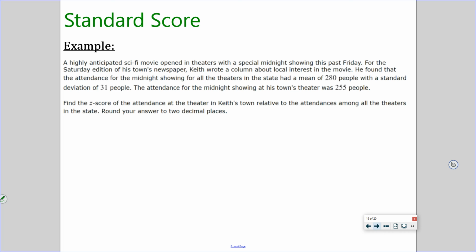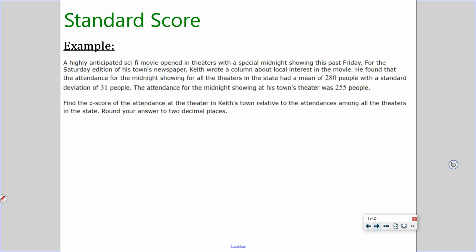So again, standard deviation is on average how far data were from the mean. The attendance for the midnight showing at his town's theater was 255 people. Find the z-score of the attendance at the theater in Keithstown relative to the attendances among all the theaters in the state. Round your answer to 2 decimal places.